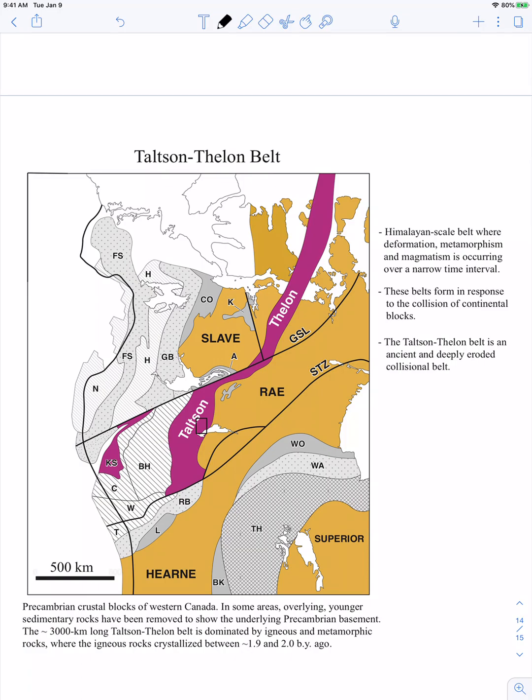But some of these rocks are buried underneath younger sedimentary rocks. Okay, and that's particularly true in the western part of this map area. So what's been done to prepare this map is that those younger sedimentary rocks have been stripped away to reveal the basement blocks, the basement terrains that are buried underneath.